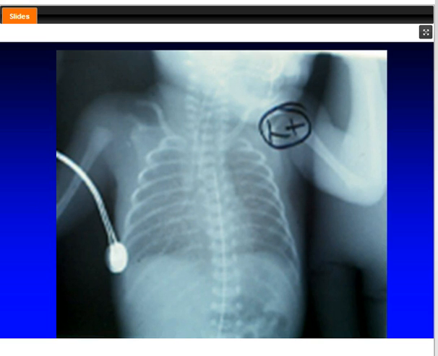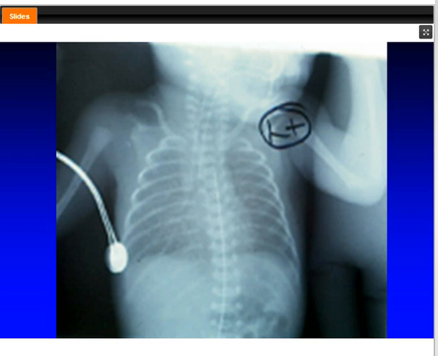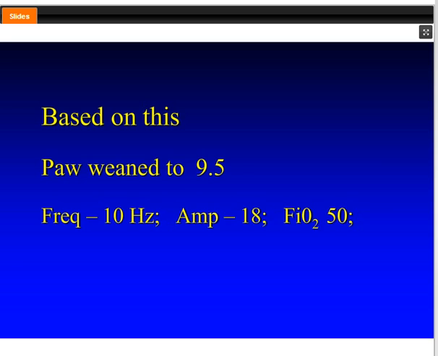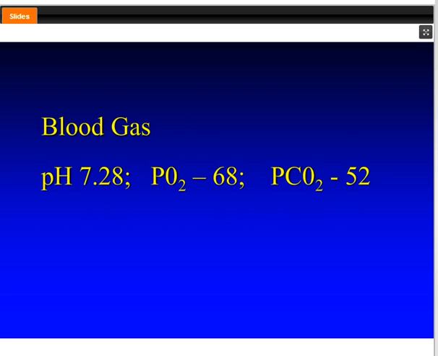So I think we all would agree that this baby looks a bit overinflated. The diaphragms are relatively flat. And if you count ribs, this baby is a little bit overinflated under these circumstances. So based on this, someone said, well, we need to wean the mean airway pressure. So they went down to 9.5. They left the frequency alone, amplitude 18. Now the baby's in 50% oxygen.